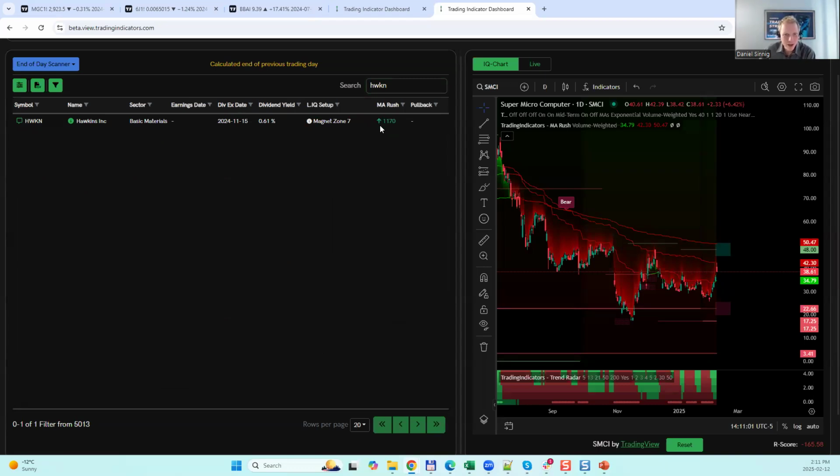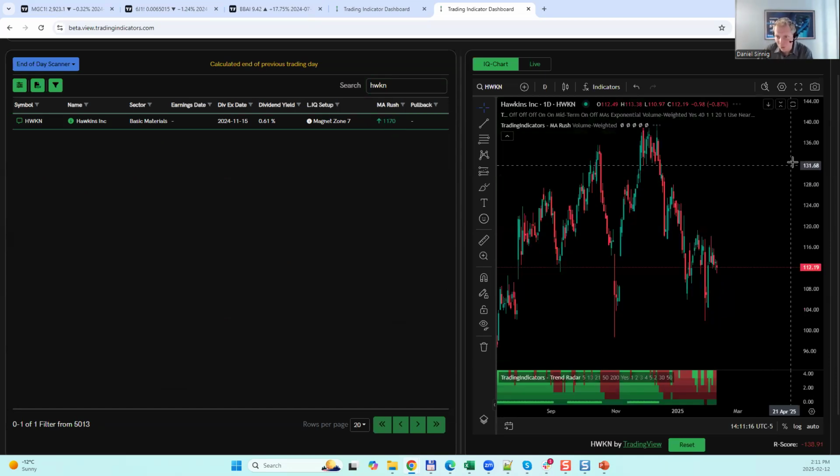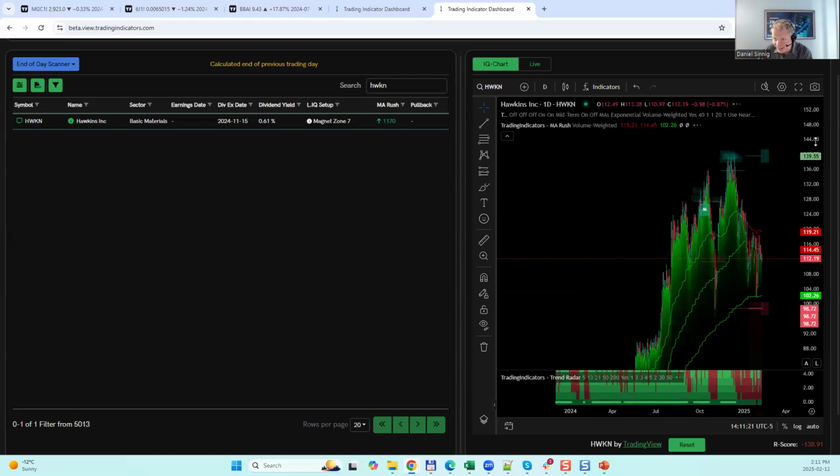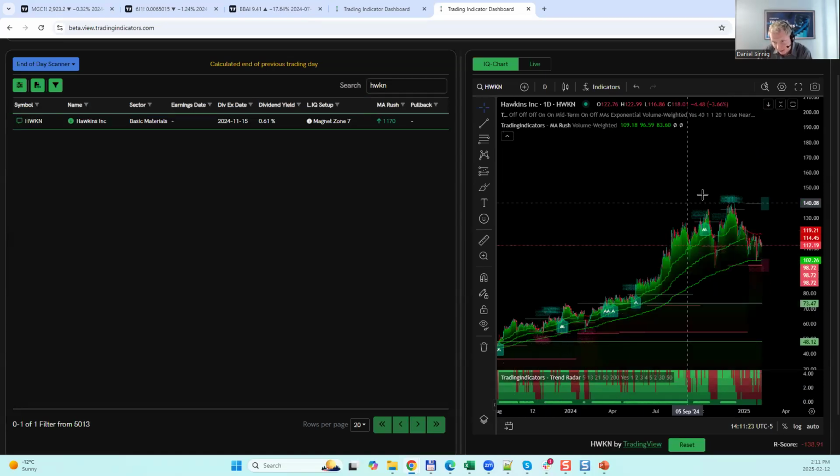Up arrow, 1,170. Meaning this stock has been bullish forever. This is our trading days, 4, 5, 6 years maybe bullish. So a very bullish stock. And if I open it up here, even though it doesn't look super bullish now, if I scroll back, it is bullish. It's been going up for a long, long time.